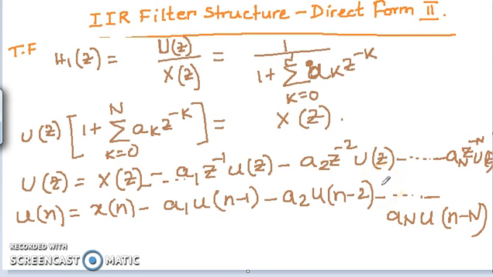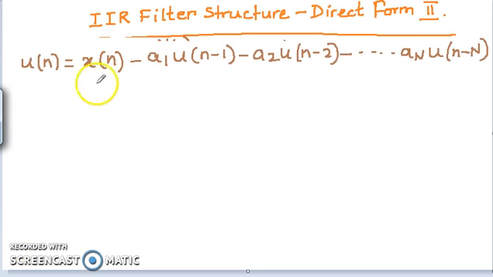So if I want to draw the structure of it, it will look as follows. Let's draw the structure of this part, that means the whole part. Here the output is u(n) and the input is x(n). So I am taking this as input x(n), and x(n) is coming here. Now this part is added with the delayed version of the output.